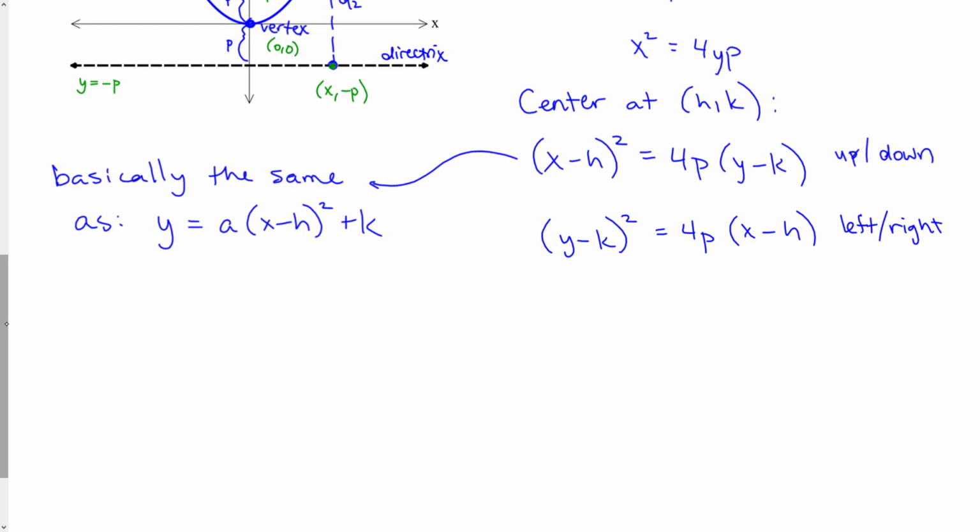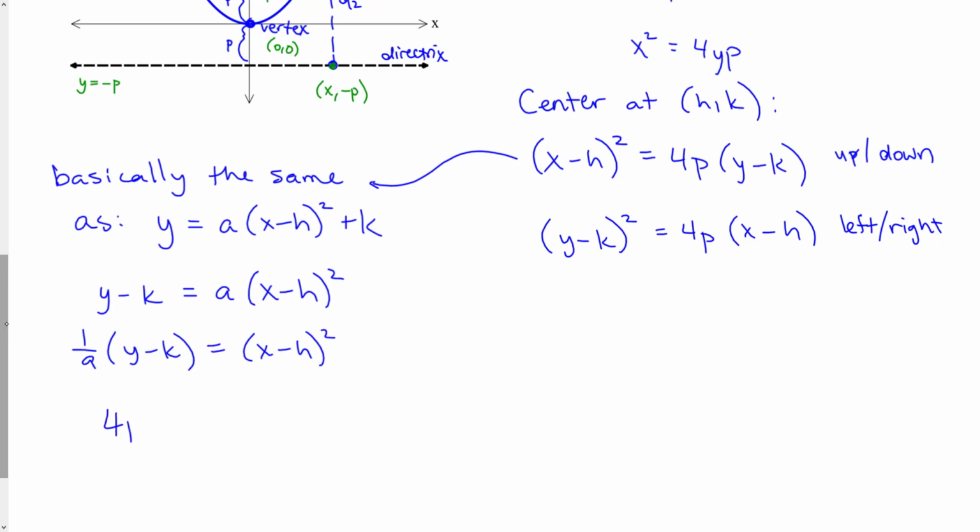So basically, if you subtract k from both sides, you get y minus k equals a times x minus h quantity squared. And if you divide both sides by a, 1 over a times y minus k equals x minus h quantity squared. So essentially it's the exact same thing, where 4 times p is equal to 1 over a. These constants that tell you how wide the parabola is are just a different way of expressing them.